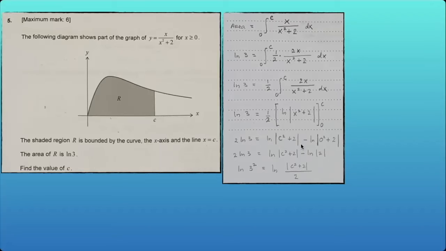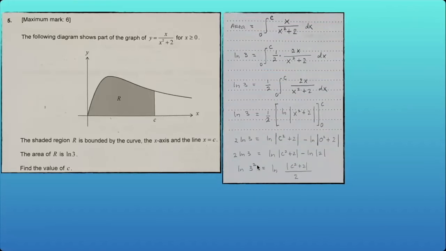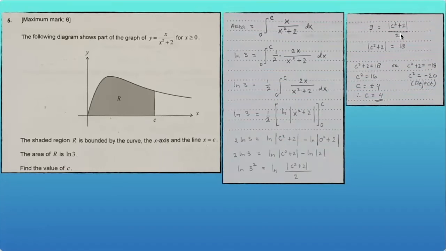Therefore, we have this expression here. Simplify to get this expression. Now, I hope you remember one of the laws of logarithm. 2 ln 3 becomes ln 3 squared. And this subtraction of logs becomes log of a quotient. Both of these logs have the same base, which is base e. Therefore, we can equate these two expressions like so.